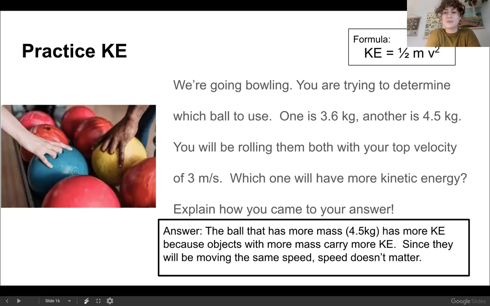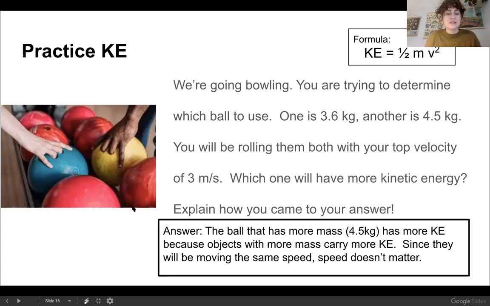So one common misconception is saying that a lighter ball will be easier to throw, and so therefore it has more kinetic energy. Well, even though you might have a point there, you gotta really think about what the problem is telling you. This problem is telling us that you're going to be rolling the ball with the same speed. And so it doesn't matter the speed at which you throw it because in this problem they're the same. What does matter is that one object is heavier. So that object is going to have more energy.